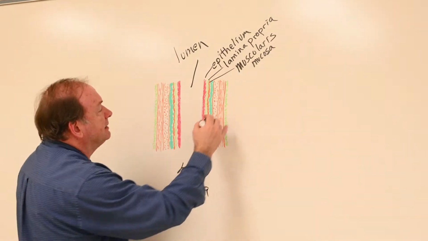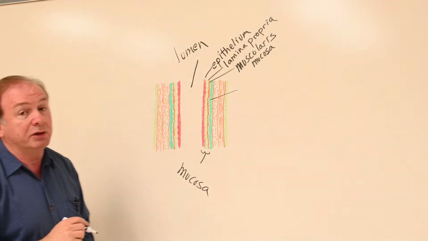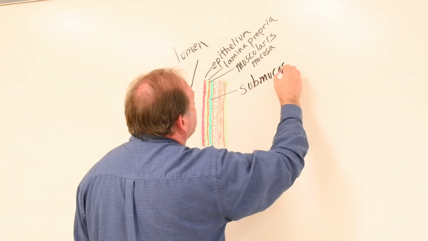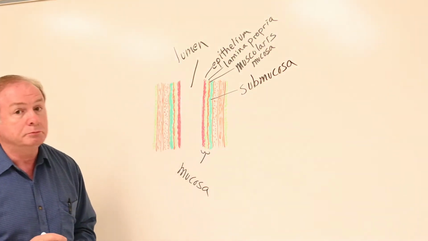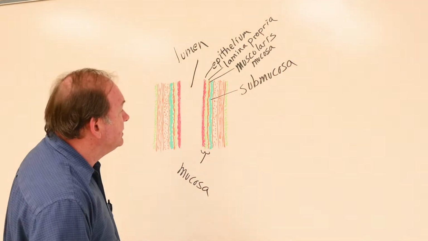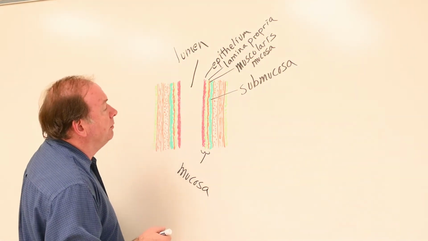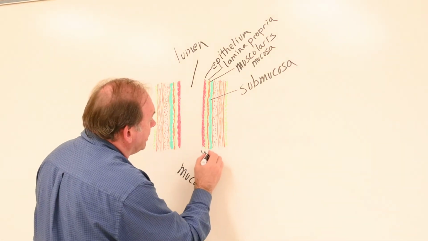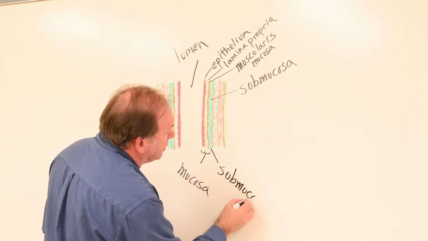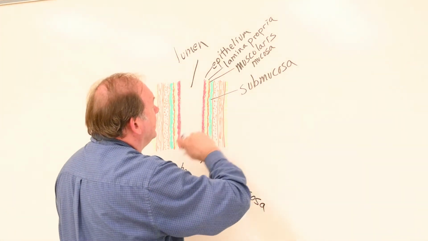Next to that, in this green color right here, that layer right there, is a zone we call the submucosa. That is a dense, irregular connective tissue. Dense, irregular connective tissue similar to that deeper layer of your dermis, the submucosa. Beyond that, I better label that down here as well, right? Submucosa is the second layer. And that's a dense, irregular connective tissue.